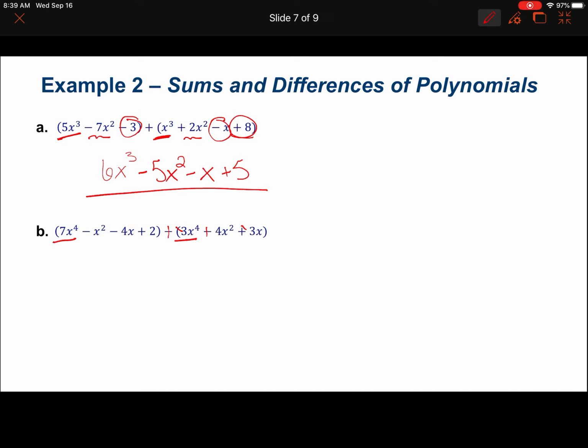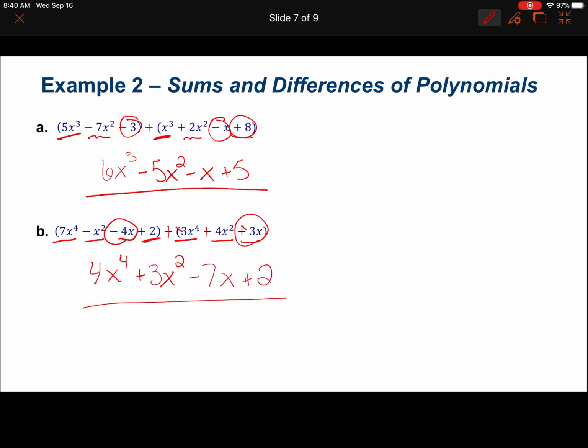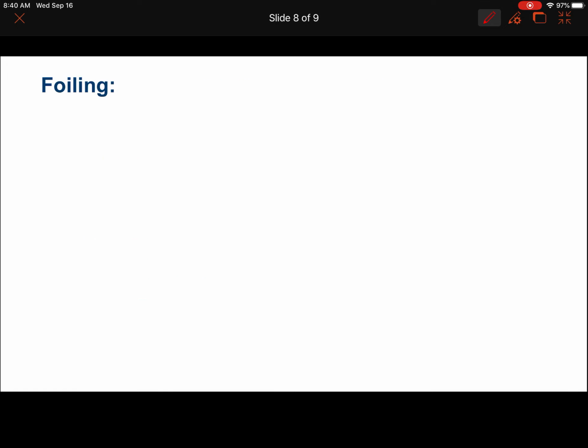So I have 7x to the fourth plus negative 3x cubed. That gives us 4x to the fourth. Don't have any x cubes, but I have some x squareds. Negative x squared plus 4x squared would be plus 3x squared. Minus 4x plus negative 3x is minus 7x. And then I have a little plus 2 left. I need to make sure I bring that down for plus 2. That gives us our addition and subtraction. So you have some of these on your homework today.